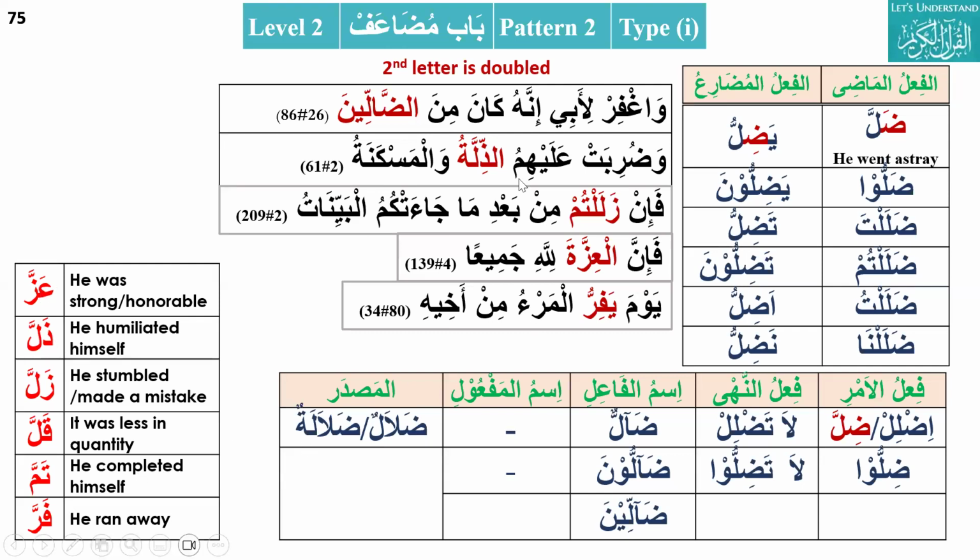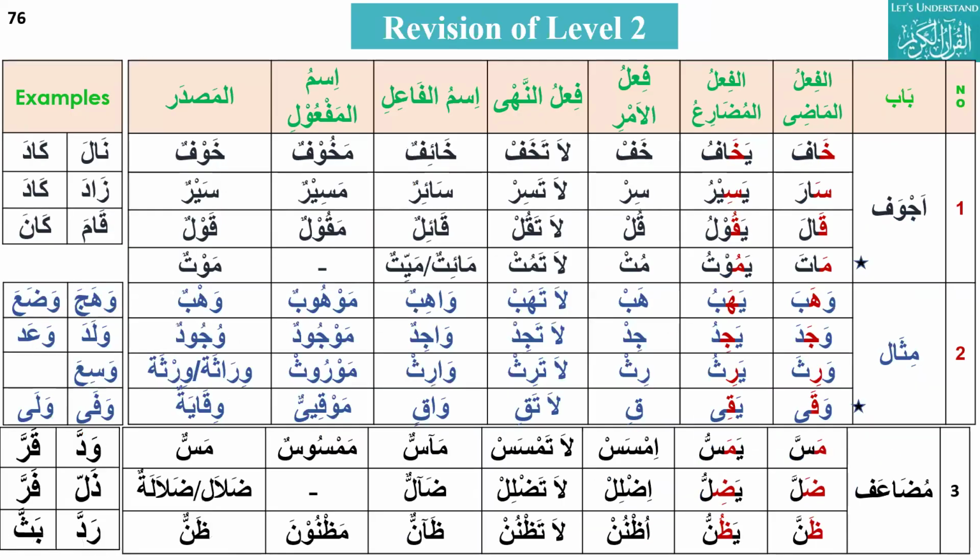Farra means he ran away. So very important words. They are used in ayah. If you just open the slide, Quranic verses are there, and we don't need to go to the Quran and search for it. So the verses are there. At least it will help us see how this word is used. Is it masdar, madi, mudare? Which chapter is it? So there are 3: Bab Ajwaf, Bab Misal, and Bab Mudaf. Brother Ahmad, can you please summarize these 3 chapters?